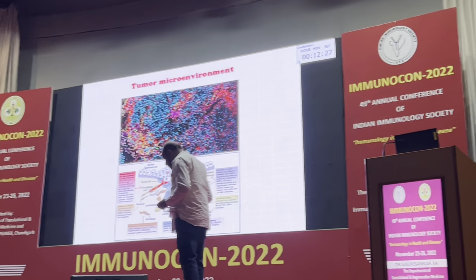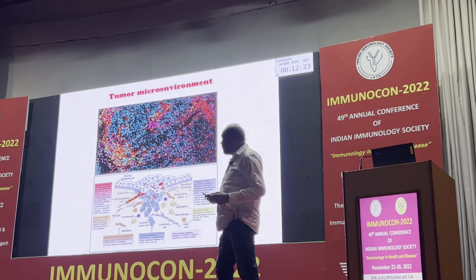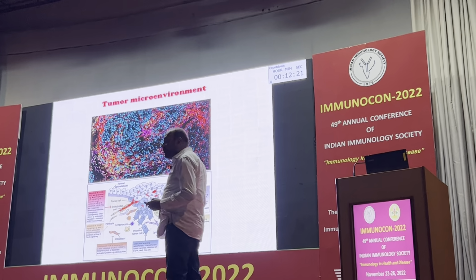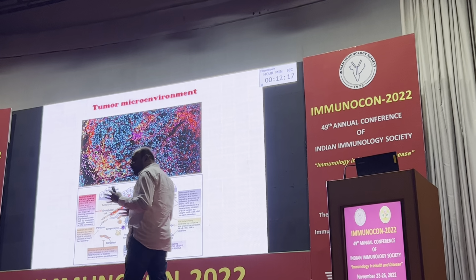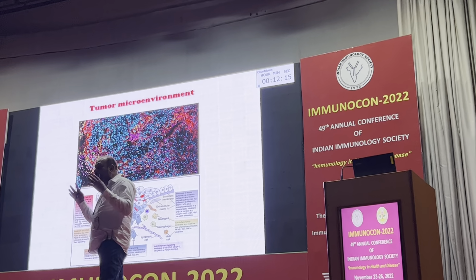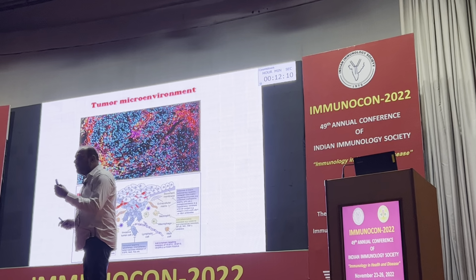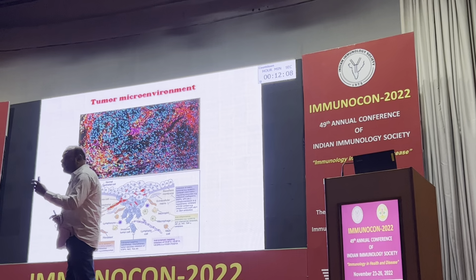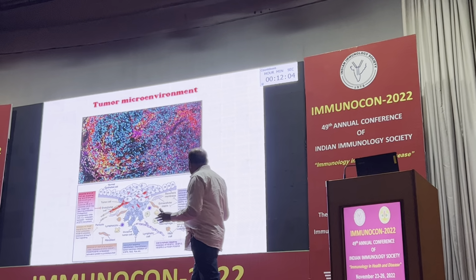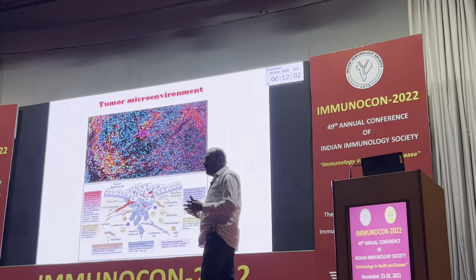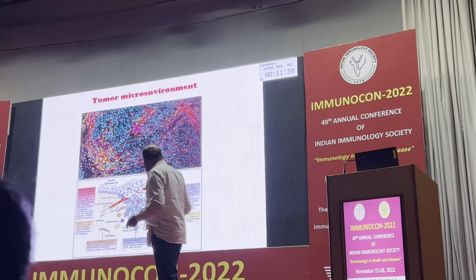One of my friends gave me this slide. This is not a picture of a galaxy. This is the picture of a tumor microenvironment. If you look very carefully at the tumor, you will find that only 25 to 30% of the tumor mass is tumor cells. The rest of them are not tumor cells. All of them are stromal cells. They are mostly immune cells, and some of these cells are fibroblasts and other cells.